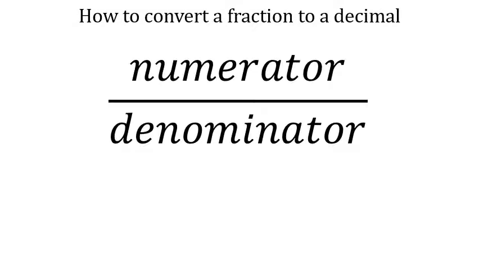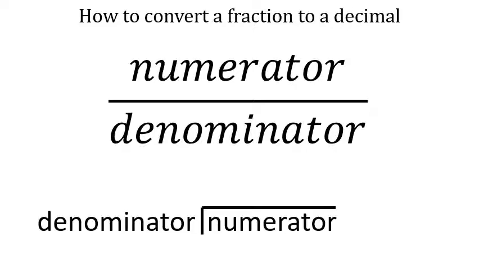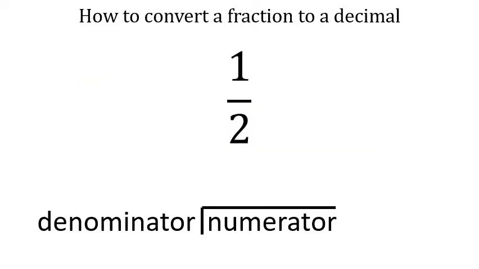The way to convert a fraction into a decimal when the denominator cannot easily be changed into 10, 100, 1000, etc., and this actually works for every fraction, is to divide the numerator by the denominator, the top by the bottom, or you could say it as the bottom into the top. It is well known that half is equal to 0.5, so let's use that fraction to prove this method.